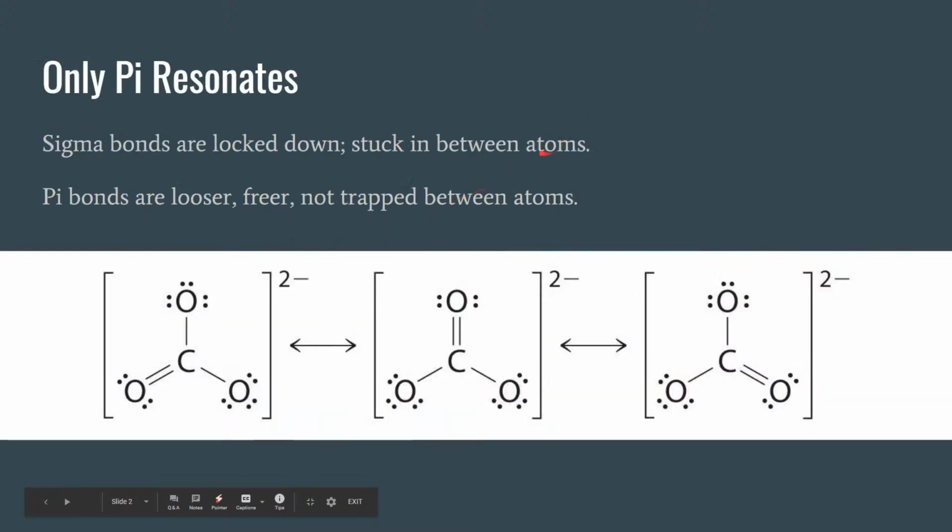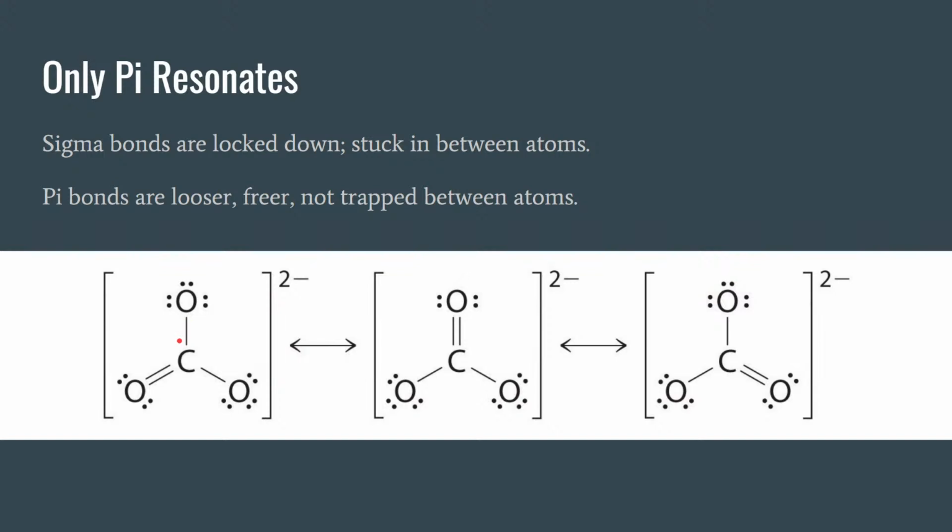Okay? Sigma bonds are completely locked down. They are locked in place. They cannot go anywhere. That's because, as you recall, using valence bond theory, they are locked between the two atoms. They are extending directly from one atom to another. You get that really big, great, significant overlap. Thus, the sigma bonds are nice and strong.